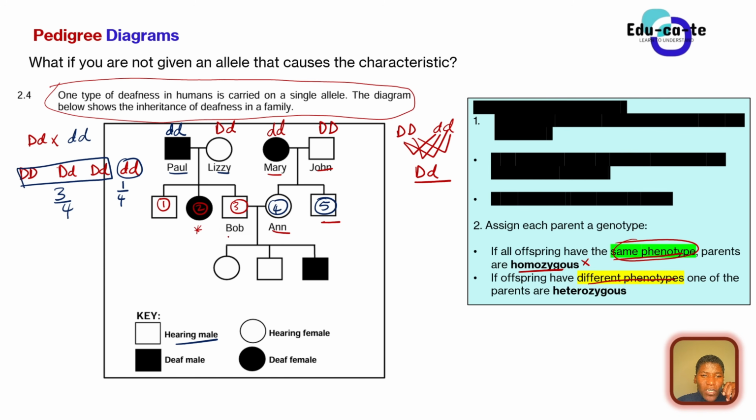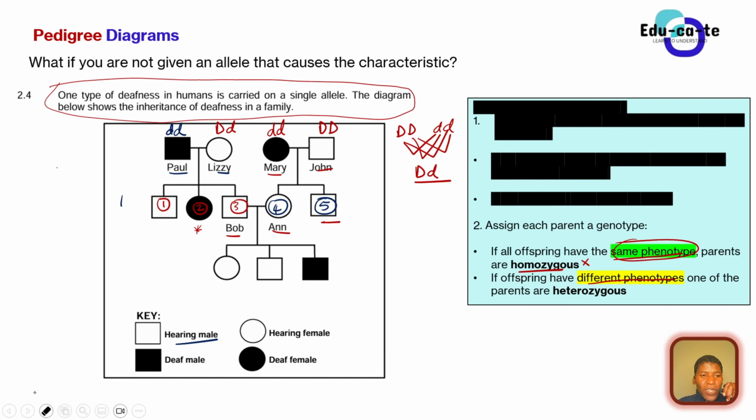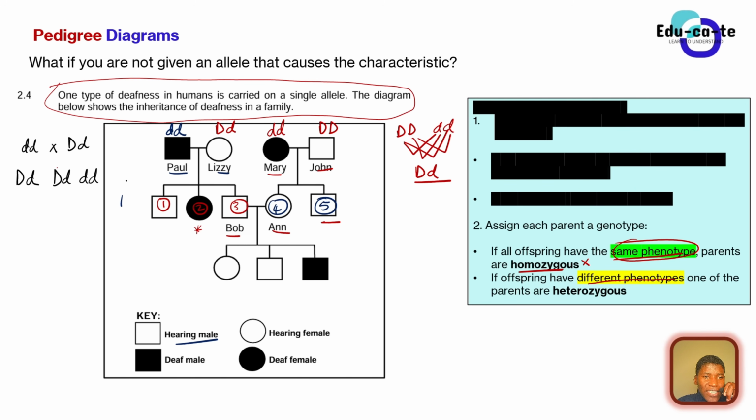And then now we have got Bob and Anne. All right. Bob, remember, the son of Paul and Lizzie, is normal. Let me just wipe this off because this was just a test. All right. So we have Paul crossing with Lizzie, who's normal. If you cross this perfectly, you're going to get Dd, Dd, Dd, dd.